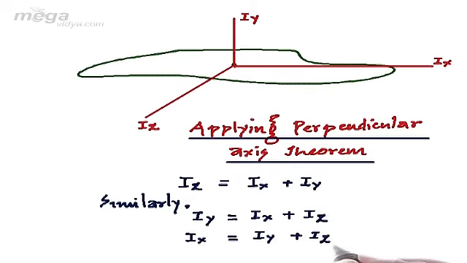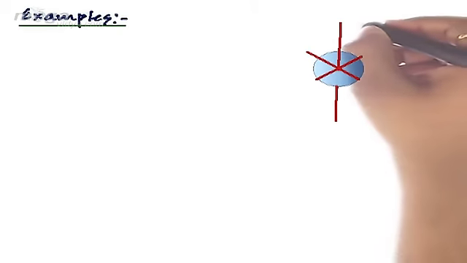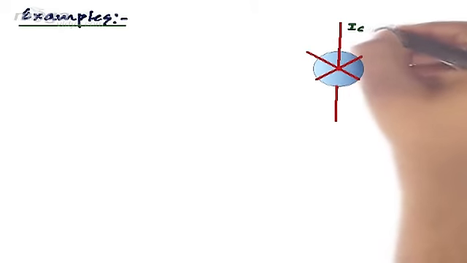We are not going to use any algebraic method. Just the moment of inertia along any perpendicular axis will be the sum of the moments of inertia along the two given axes. We can take some examples. Let us consider a ring. The moment of inertia of the ring along the centroidal axis IC is given to be equal to mr square. We are required to calculate the moment of inertia along the diameter.